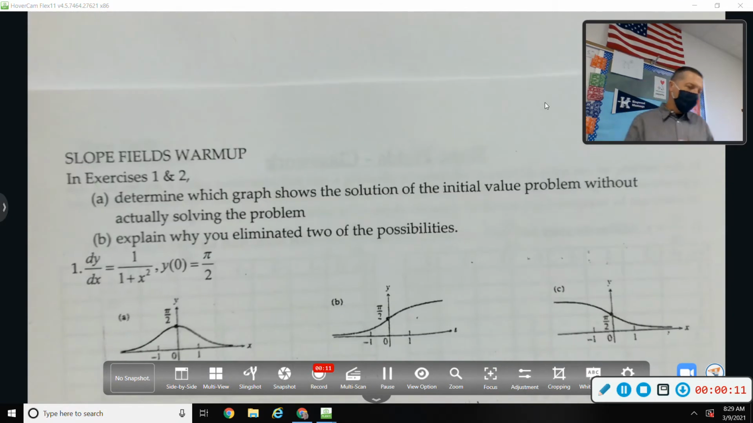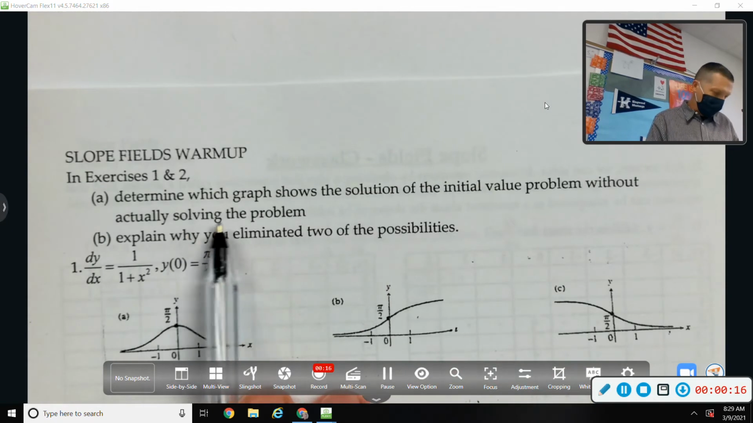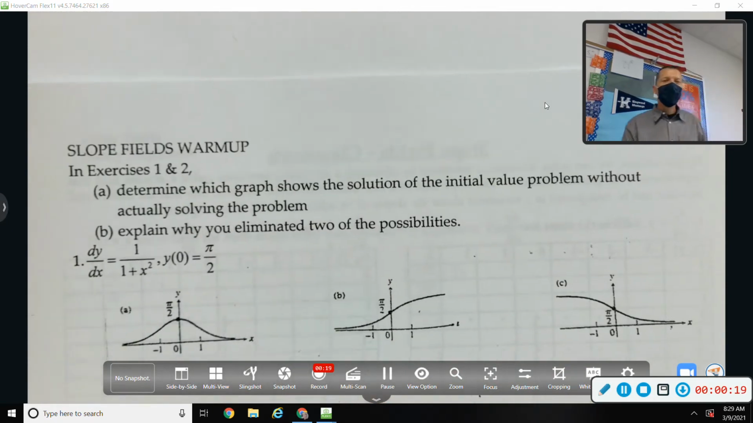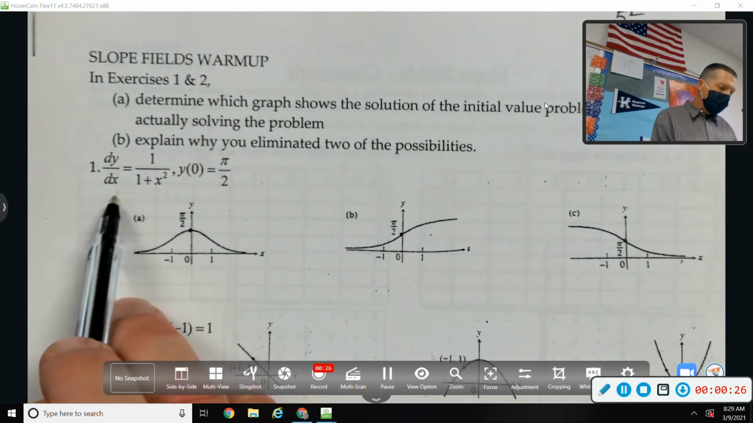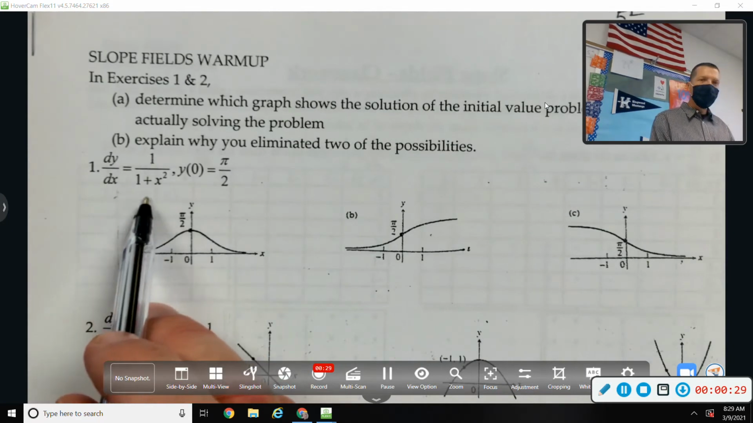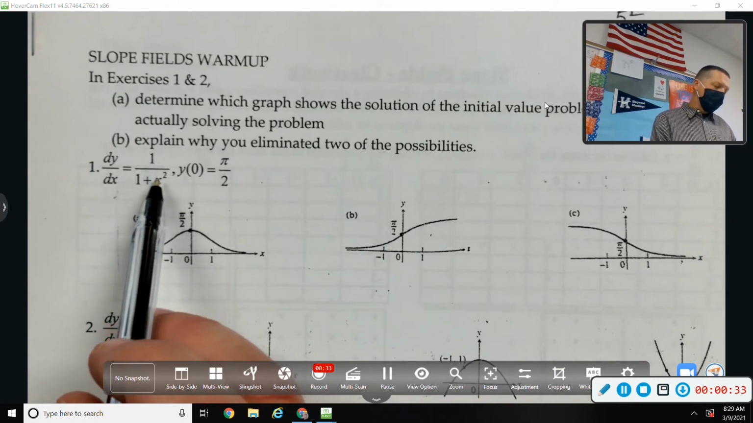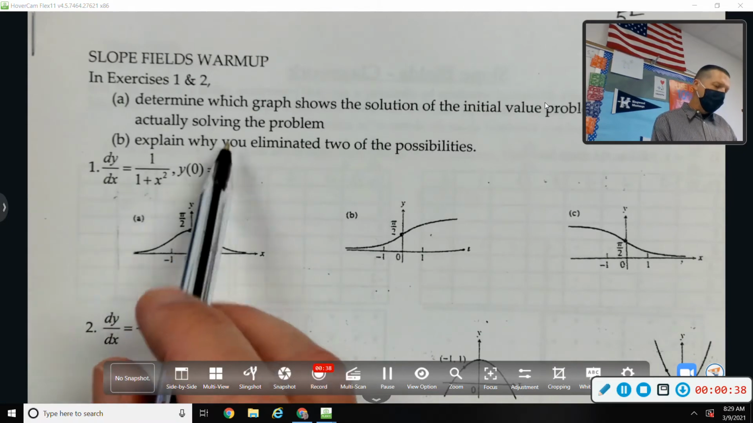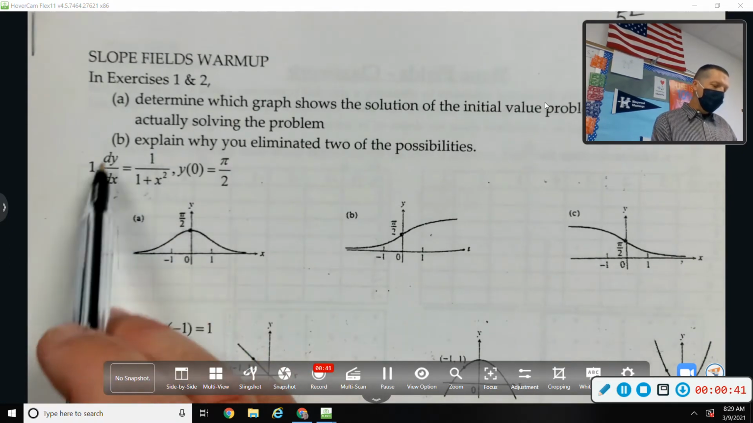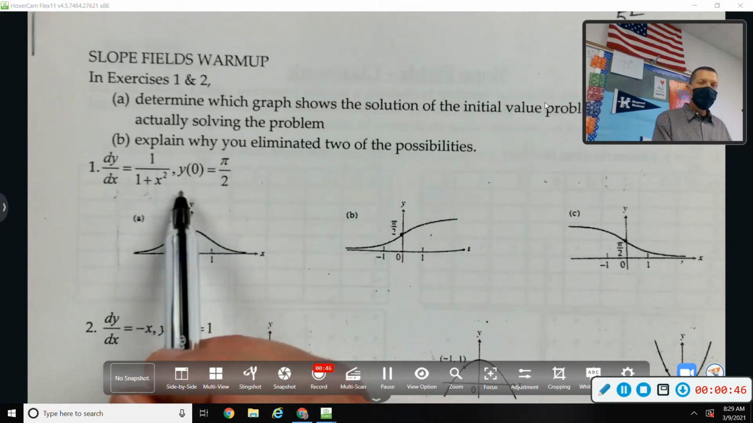1A: determine which graph shows the solution of the initial value problem without actually solving the problem. That seems like a weird question. Solve the problem without solving the problem. Number 1 says the slope is equal to 1 over 1 plus x squared. One way to do this would be to integrate that and figure out what y is, but this is saying don't do it that way. Use this to find some slopes, make sure it goes through that point, and go from there.